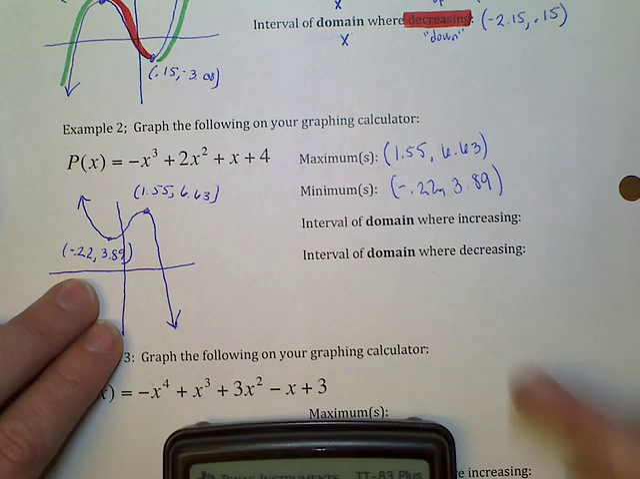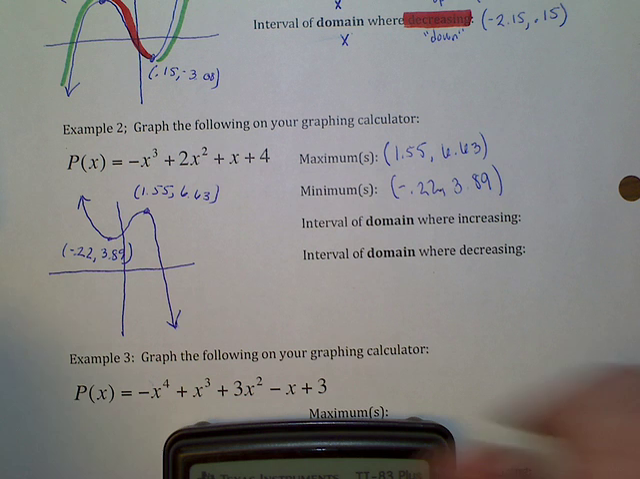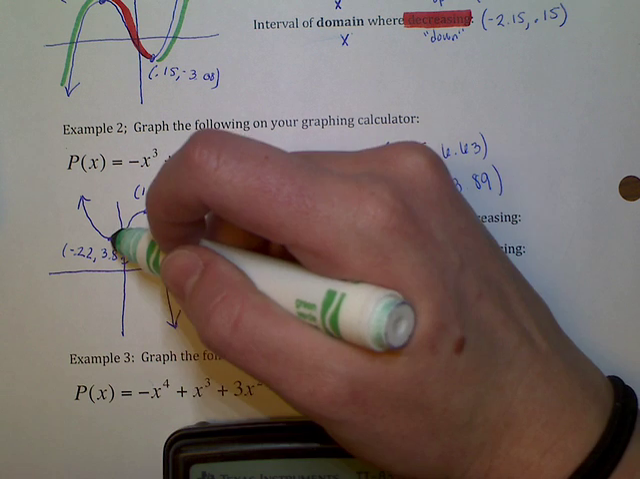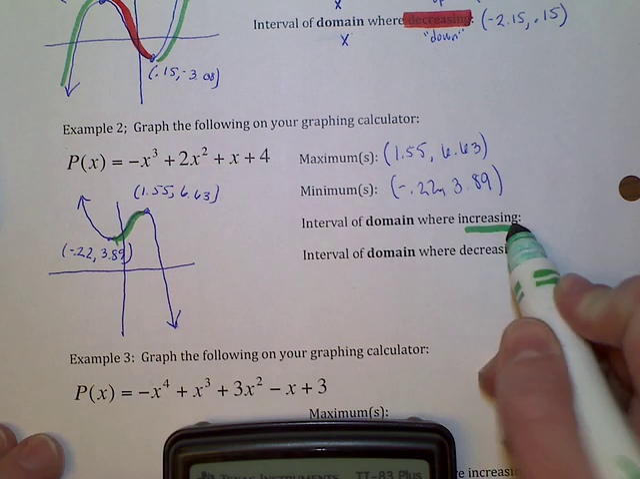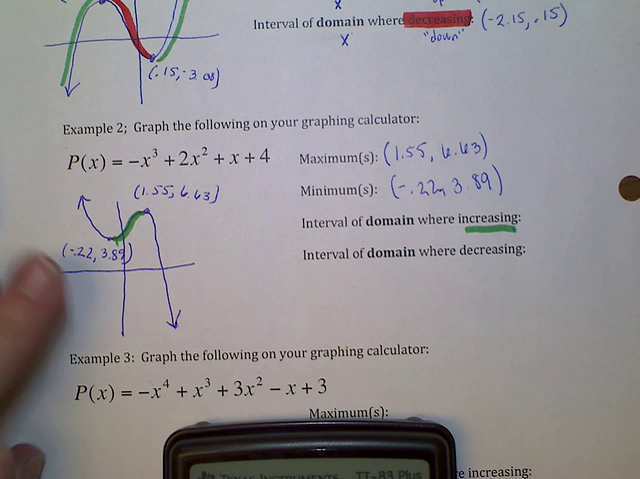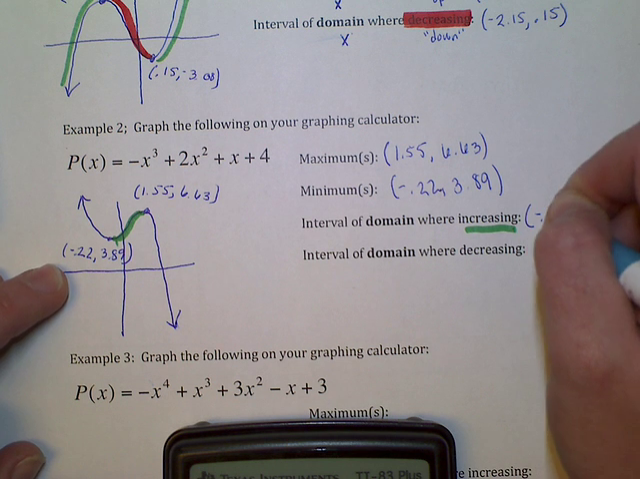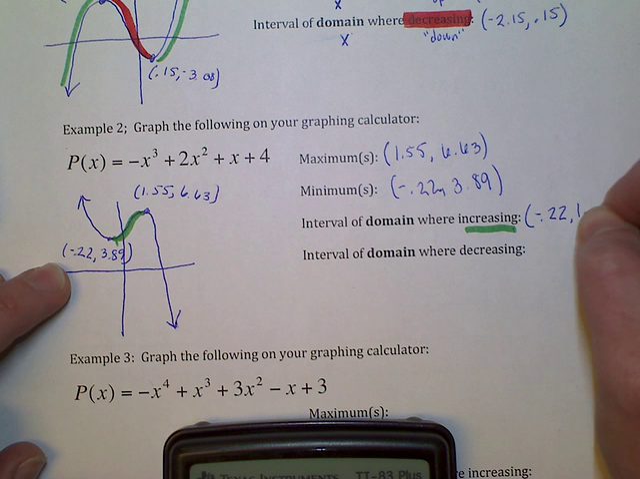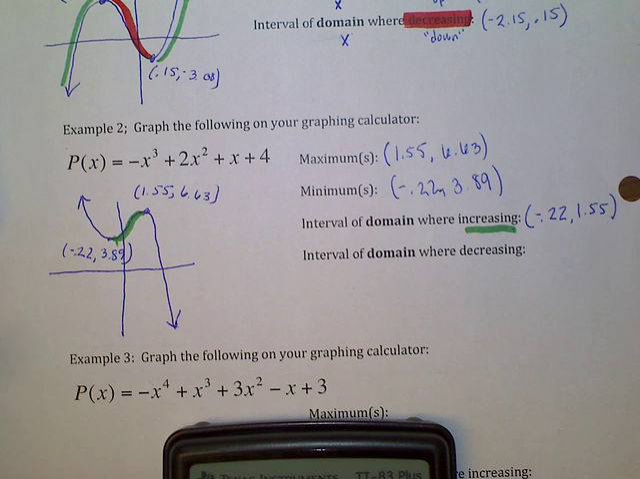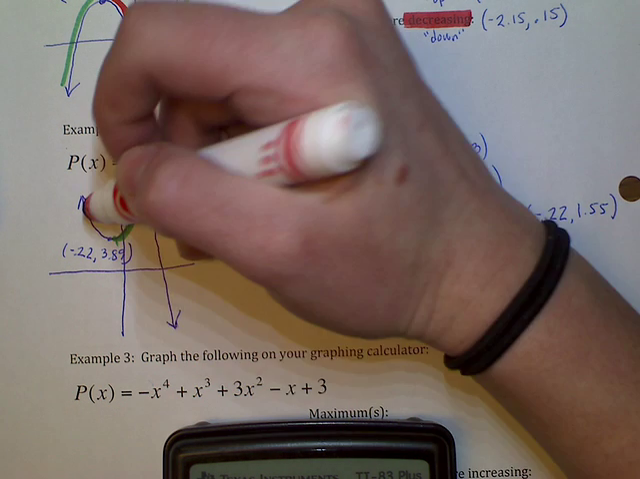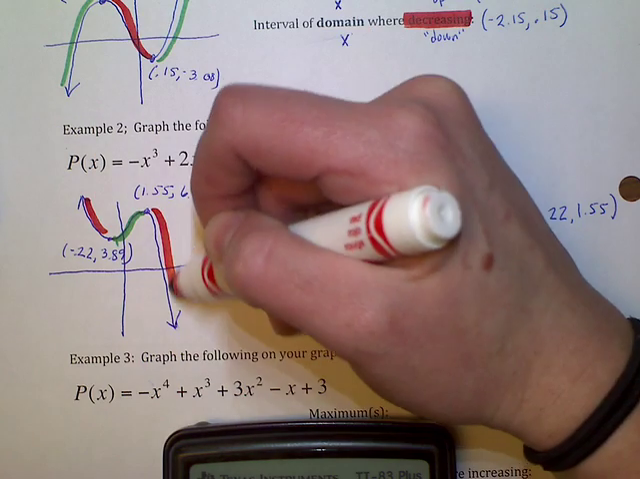Okay, the interval where we're increasing, there's actually only one part where we're increasing, from here to here, the green part, and that would be from an x value of negative 0.22 to an x value of 1.55. Decreasing would be there and there.